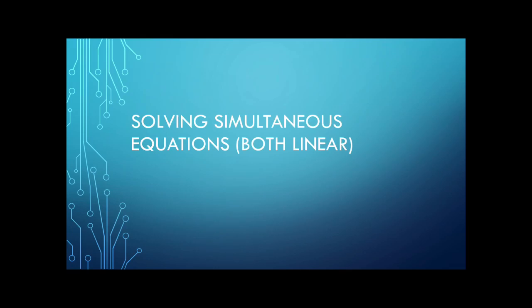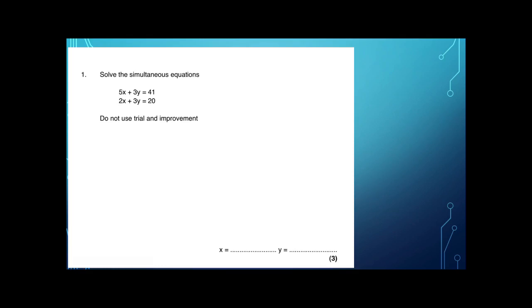Okay, today's lesson we're going to solve simultaneous equations, and both equations will be linear. That just means there isn't an x squared or something like xy. Okay, first question. The way that I recommend that you do this is pause the video, have a go by yourself, and then return to the video and see if you've got the same answer as me, if you've done it in the same way.